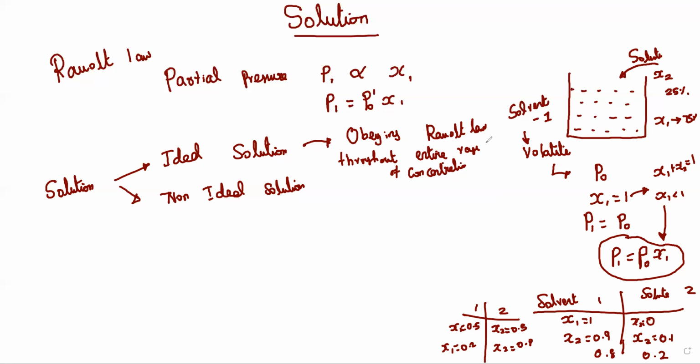So it should obey Raoult's law not only when X1 is equal to 1, not only when X1 is equal to 0.9, but in all the ranges of concentration. Is that clear?